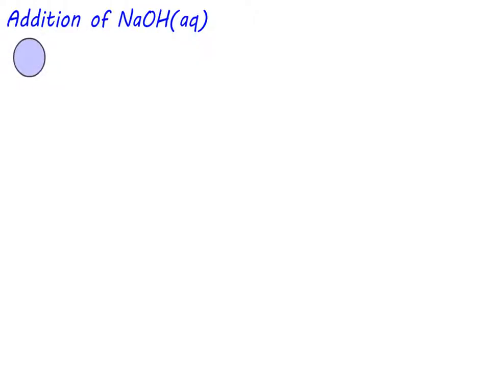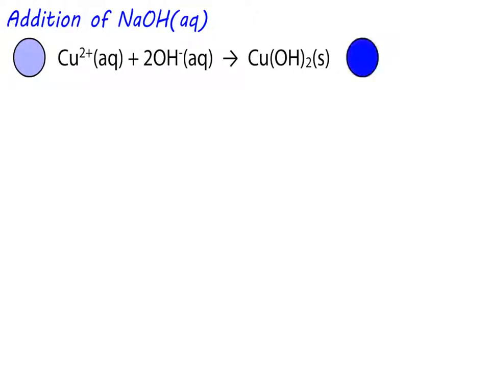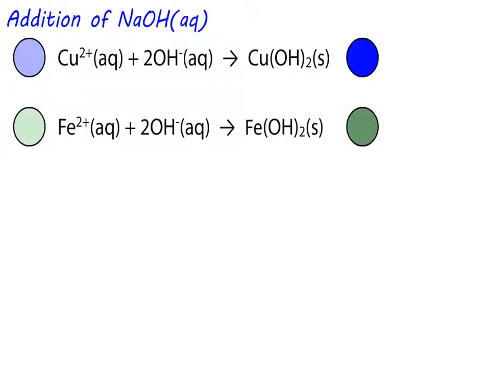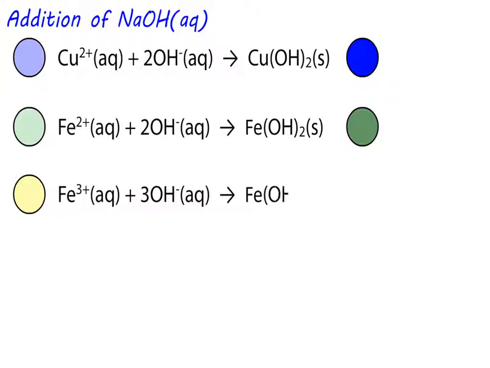Copper 2 ions in aqueous solution are blue in colour and form a gelatinous blue precipitate of copper 2 hydroxide on addition of sodium hydroxide. Iron 2 ions in aqueous solution are green in colour and form a green precipitate of iron 2 hydroxide on the addition of sodium hydroxide. Iron 3 ions are yellow in solution and form a brown precipitate of iron 3 hydroxide.